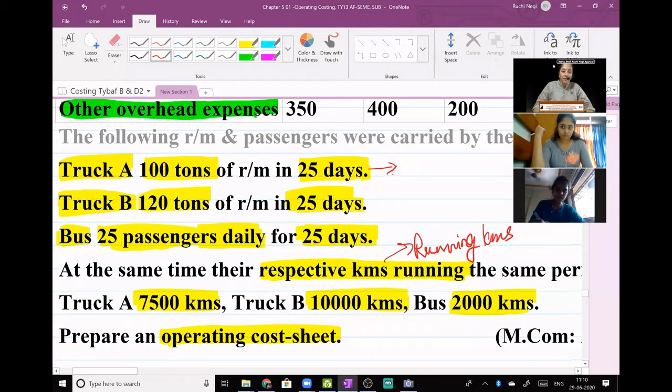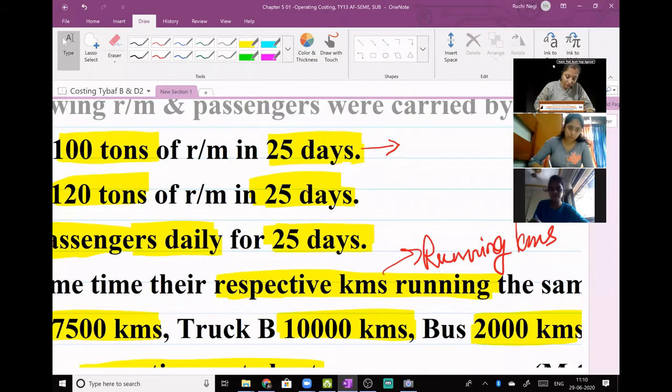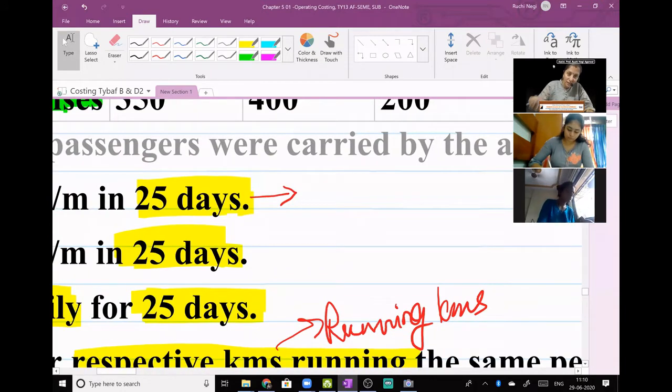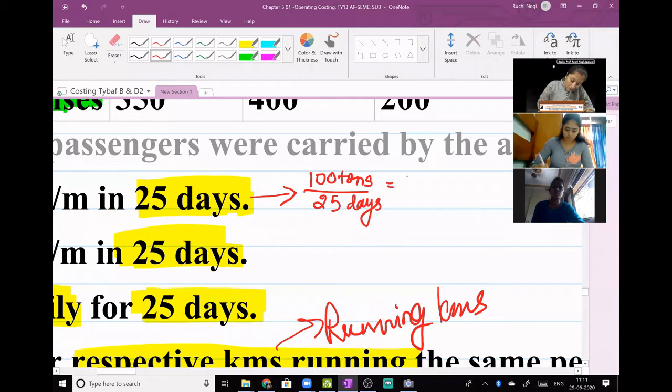This will give me tons carried per day. 100 tons of raw material in 25 days. In 25 days you carried 100 tons of raw material. So how much in one day? Obviously, cross multiply, or you can directly divide. Either you do cross multiplication or you divide, you will get the same answer. So 100 tons divided by 25 days. So my answer is obviously 4 tons per day.